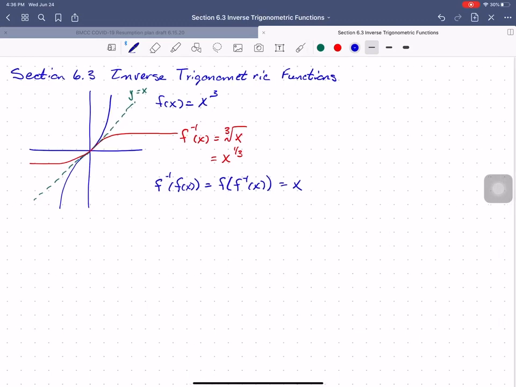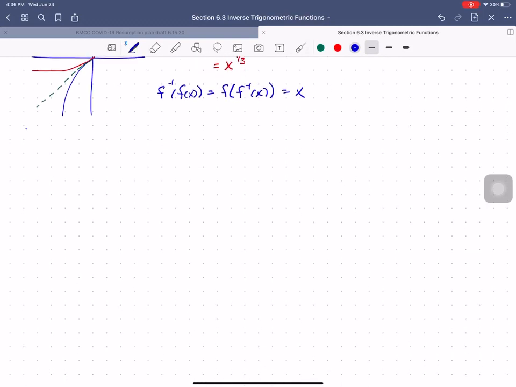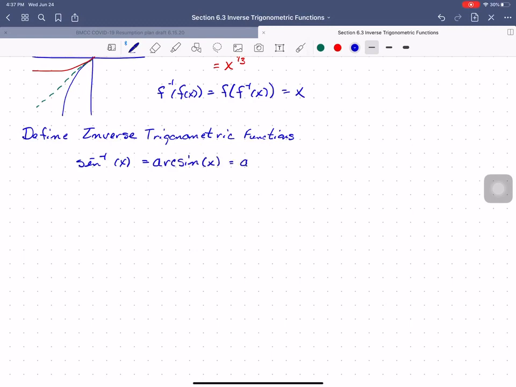So what we do for trigonometry is we define inverse trigonometric functions. And we call them quite simply sine inverse, the inverse of sine. And sometimes we write that as arc sine or a sine. These all mean the same thing. These are the inverse of sine.